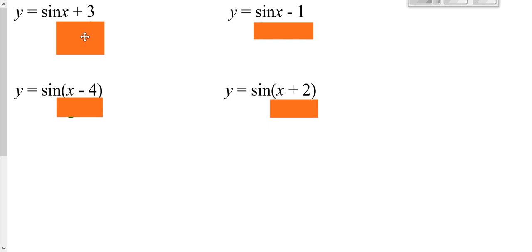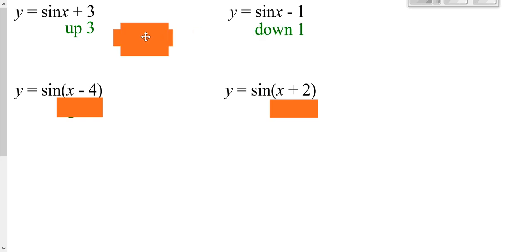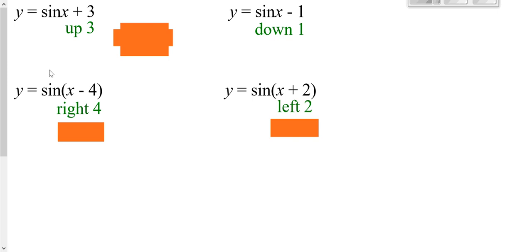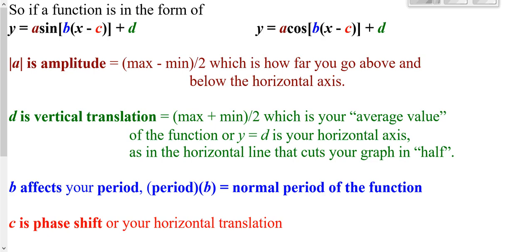Here, this is afterwards, so it's going to move it up 3. This is after your sine function, so down 1. But here we're inside, so it's going to affect it left and right. So this would be left 2, this would be right 4. When you are shifting left and right, that's referred to as a phase shift when you're dealing with trig functions.